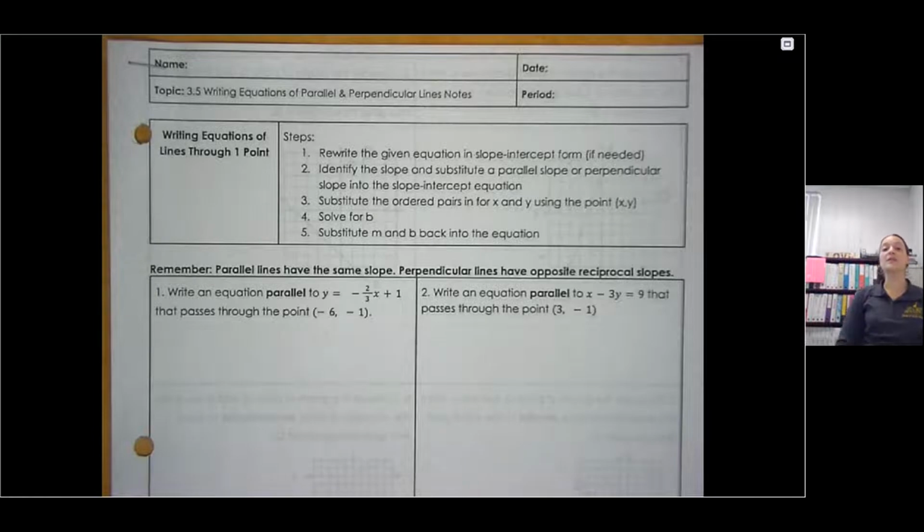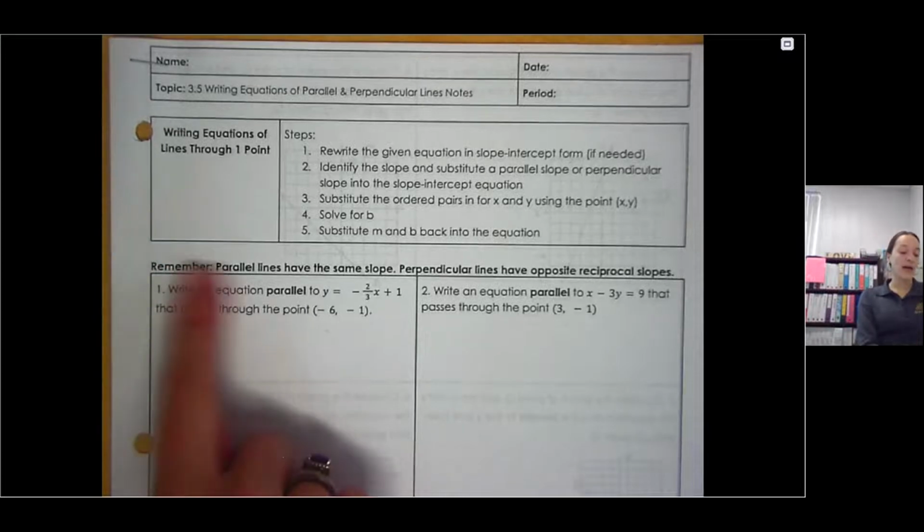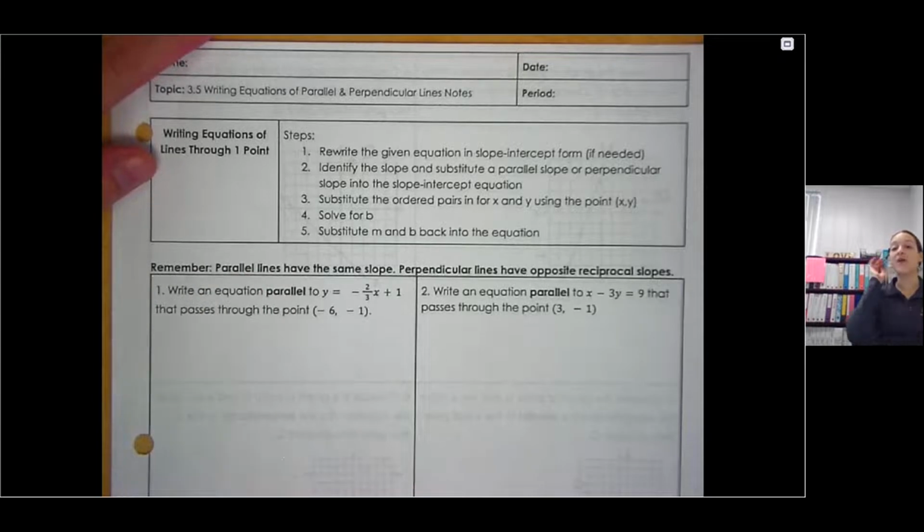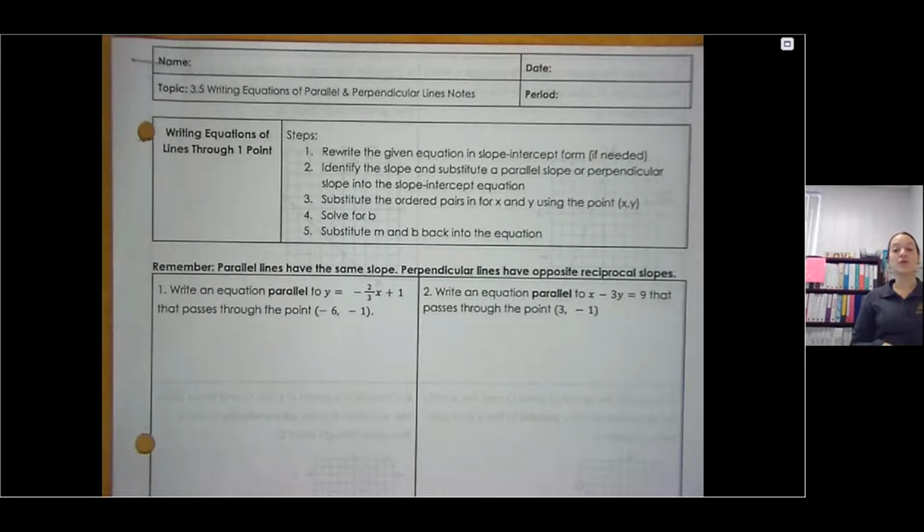Step 3, we're going to substitute the ordered pairs in for x and y. So you'll be given a point. That's your x and y variable that we'll plug in. Step 4, we're going to solve for a new b value, a new y-intercept. And then step 5, we're going to substitute our slope and our intercept back in to make a final equation. Remember, parallel lines have the same slope. Perpendicular lines have opposite sign reciprocal slopes.